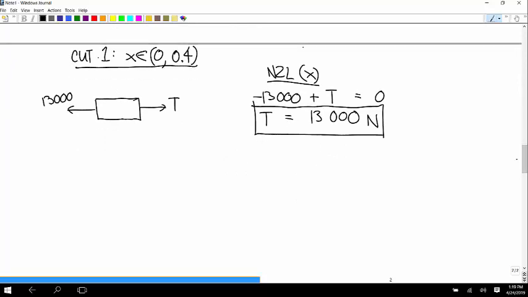Any questions about that? So I didn't put a shear force or a bending moment or a torque because this problem doesn't deal with any of that stuff. But if you did calculate those, they just all come out to be 0. And then cut 2 is for x values from 0.4 to 0.7.